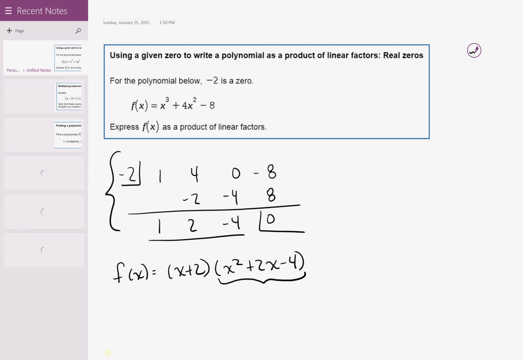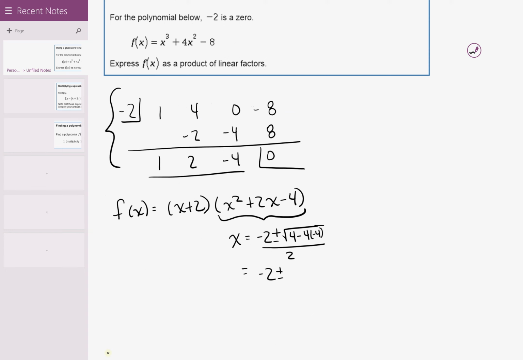Is that really what I'm left with? Okay, if I'm going to find the zeros, x is equal to -2 plus or minus the square root of 4 minus 4 times -4 all over 2. And that is -2 plus or minus, let's see, that's the square root of 20. So 2 square root of 5 all over 2. And that is -1 plus or minus the square root of 5.